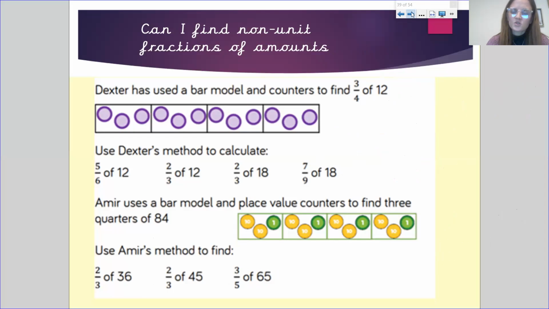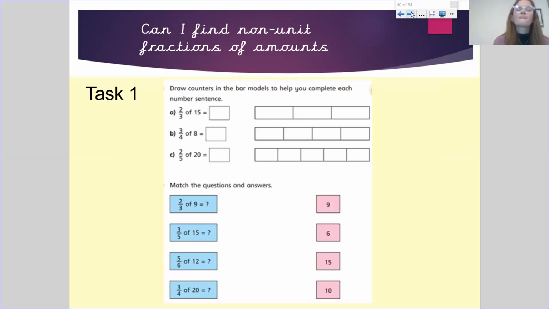Right, moving on to our tasks. Our tasks say draw counters into the bar model to help complete each of these number sentences. So 2/3 of 15. And this here is exactly how I would like you to lay your work out, please. Make sure that you've got 2/3 of 15 is equal to, and then you would have your bar model drawn. And obviously we're going to draw this in.